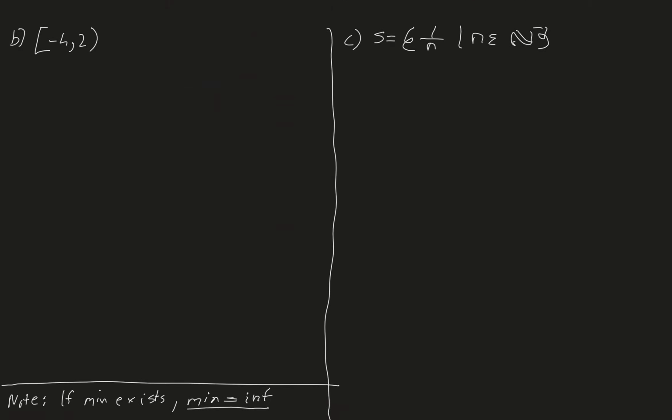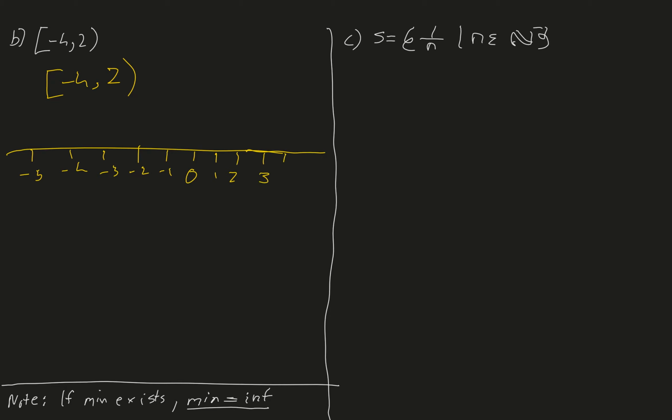Alright, sorry about that. So we're told to find the minimum, maximum, supremum, and infimum for this rather simple set, -4, 2, but with round brackets. So in the number line, it'll sort of look like this. Remember, it's always good to draw the number line and see what's happening, which will make you much more confident in answering such questions.